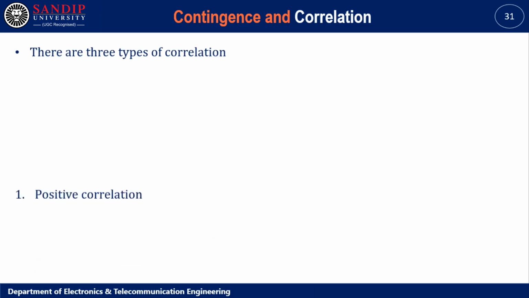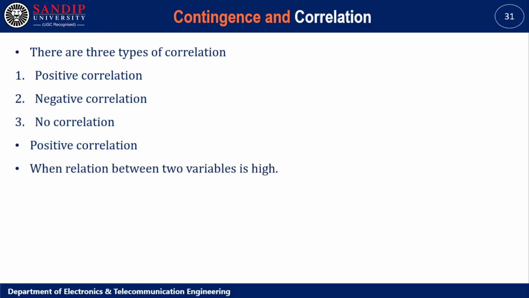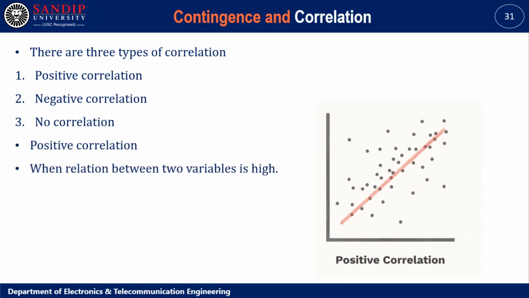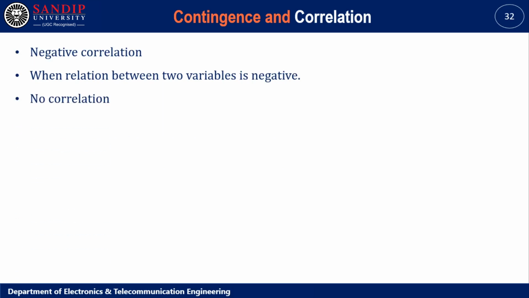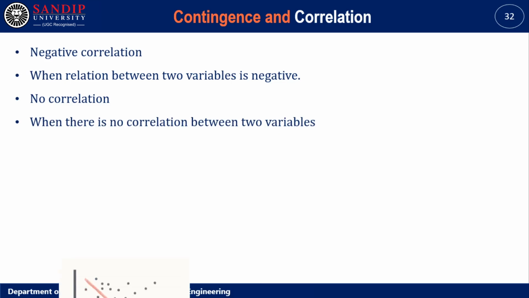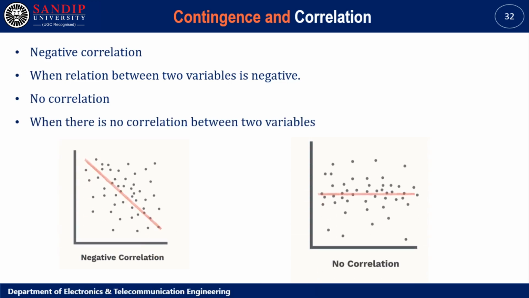There are three types of correlation: positive correlation, negative correlation, and no correlation. Positive correlation first. When the relation between two variables is high, the figure shows positive correlation. Negative correlation. When the relation between two variables is negative. No correlation. When there is no correlation between the two variables. One figure shows the negative correlation and another figure shows no correlation.